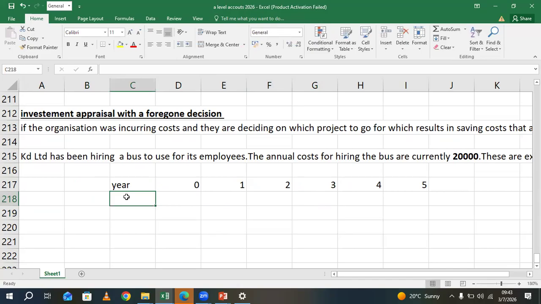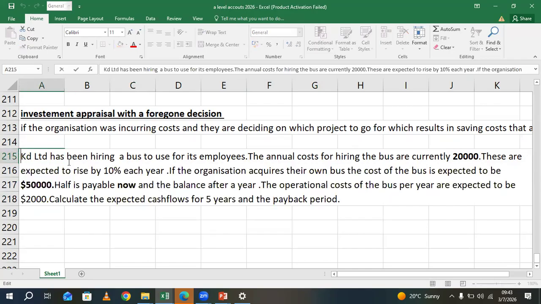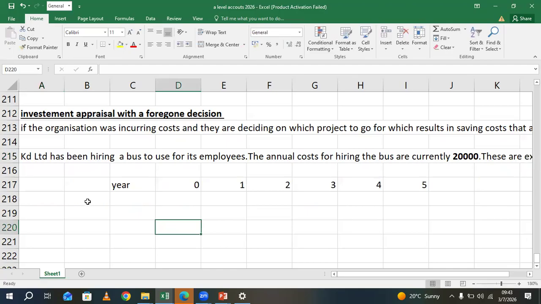So we need our net cash flows. Let's calculate the expected net cash flows. So please pay attention to this part. So we are going to say cash inflows minus cash outflows to get your net cash flows, so we need the cash inflows.